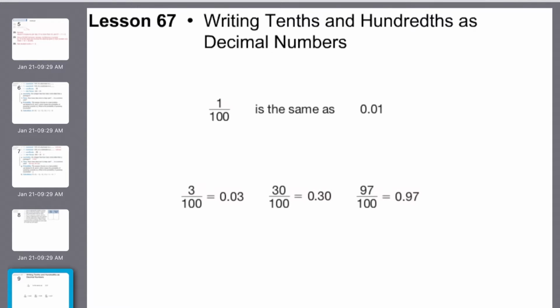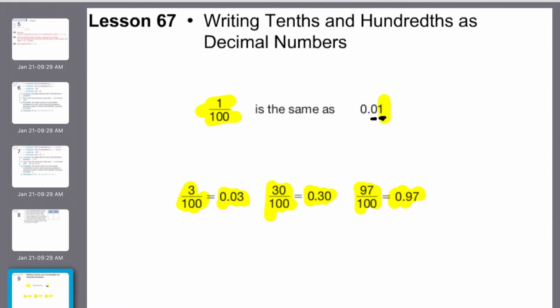Lesson 67, writing tenths and hundredths as decimal numbers. So with decimal places, you know that this is the tenths place and this is the hundredths place. So when we have a fraction like 1/100th, that's the same as 0.01 with the hundredths spot. Or 3/100ths is 0.03, or 30/100ths would be 0.30, 97/100ths 0.97.